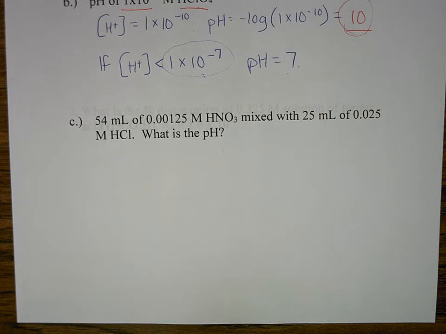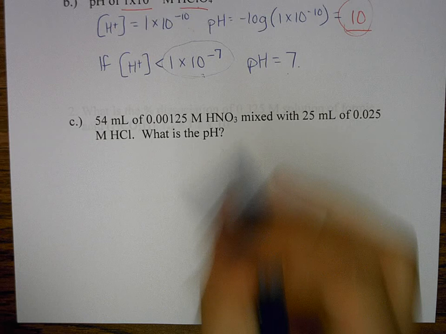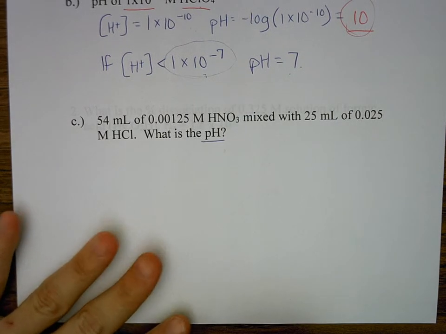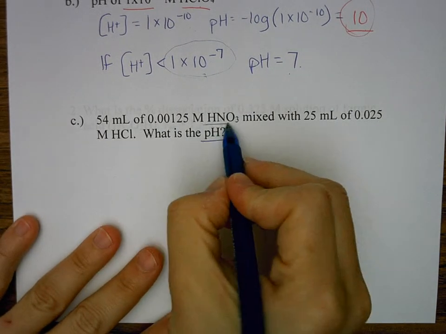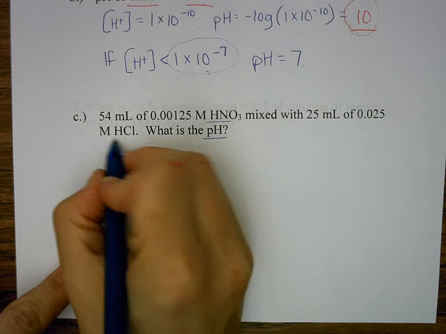All right, for the next example, we're going to take a couple things, mix them together, and figure out what the pH is of the resulting solution. So I'll let you write this down, but we've got HNO3 solution mixing with HCl.